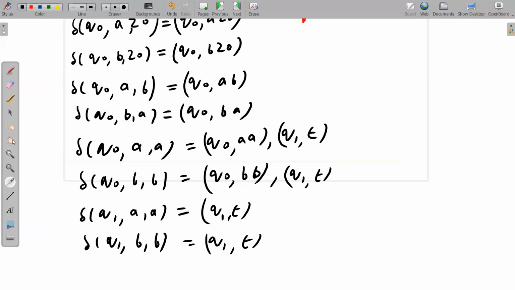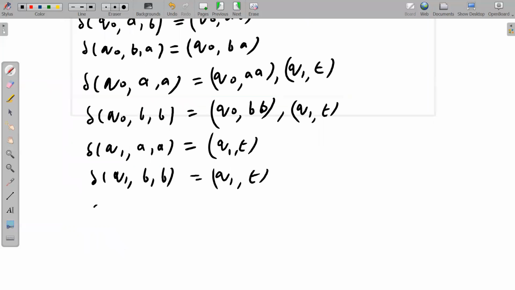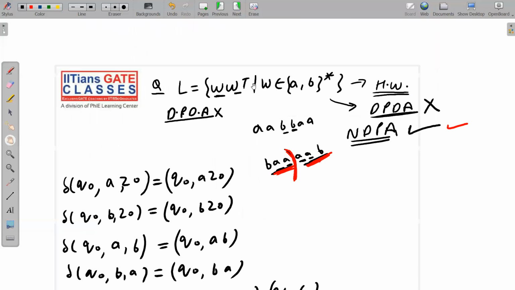That's it. So after everything is over, what will you say at Q1? Whenever Z0 is read from the stack, the PDA will get exited. It will read nothing from the tape, and it will jump to the QF state, and that is your final state. And it's your choice, because we are making a final state. So it's your choice, put Z0 or push nothing onto the stack. So let me push nothing onto the stack. It's our own choice. That's it. So this is your PDA for W W transpose.